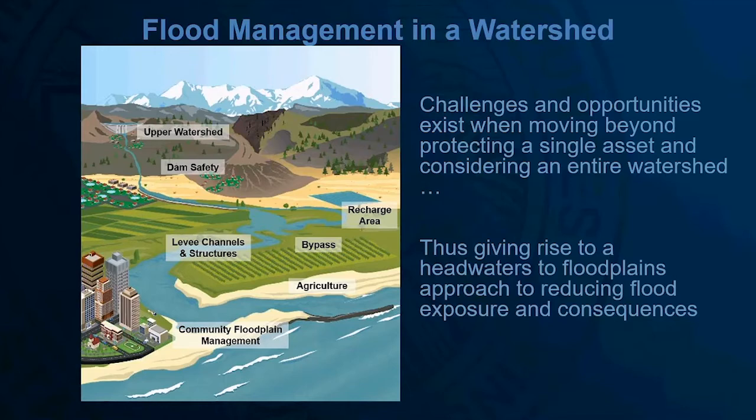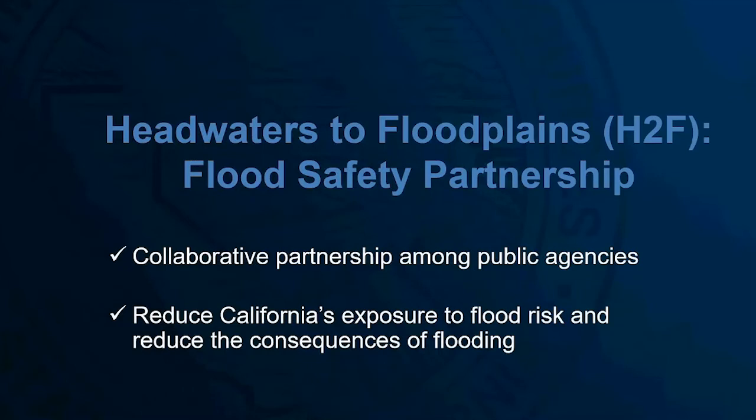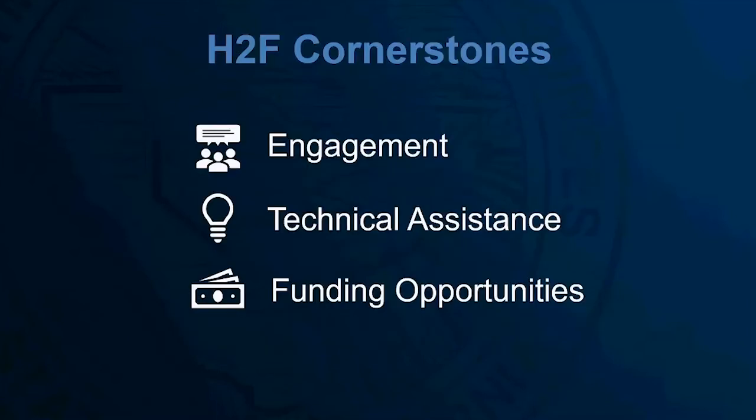We move on to the next slide, the Headwaters to Floodplains. It is a collaborative partnership among public agencies with the goal of reducing California's exposure to flood risk and reducing the consequences of flooding. If you move on to the next slide, we talk in the H2F partnership about three cornerstones: the cornerstone of engagement, the cornerstone of technical assistance, and a cornerstone of funding opportunities.